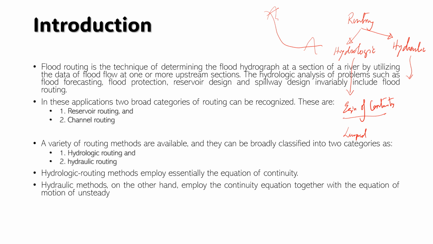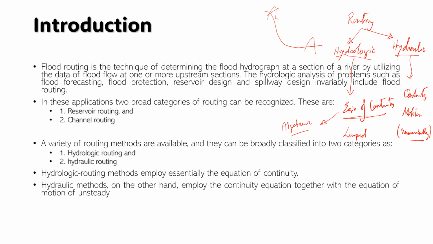So that is routing, and routing has two different techniques you can use: either hydrologic or hydraulic. In hydrologic routing, you algebraically solve the equation of continuity. In hydraulic routing, you solve the equation of continuity as well as the equation of motion for unsteady flow. But in the hydraulic case, you solve it numerically through some programming or iterative algorithms, whereas in the hydrologic case, you solve the equation of continuity with the help of an algebraic equation. There is no need for numerical iterations.